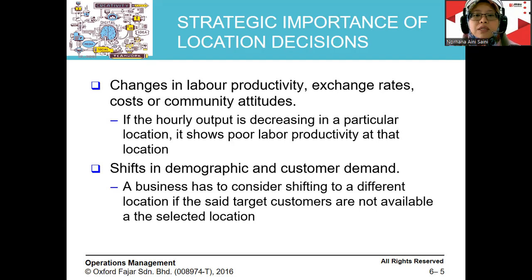We are measuring labor productivity based on the hour. So if the hourly output is decreasing in a particular location, it shows poor labor productivity at that location. For example, if your employees need to travel very far and sometimes face traffic congestion here and there, definitely it will decrease the labor productivity of the employees.